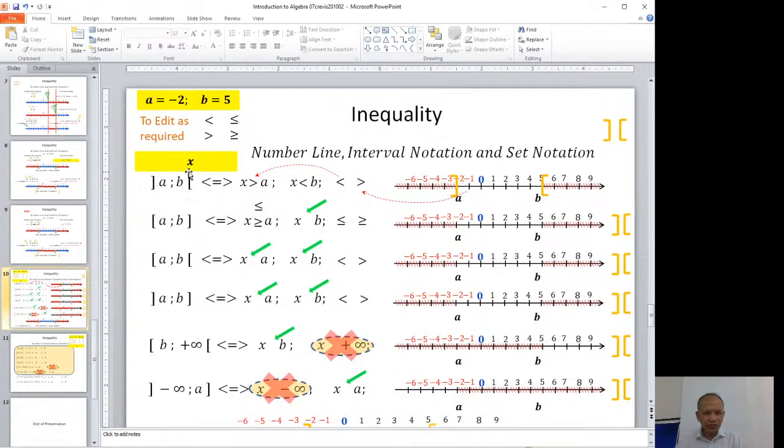So here, x is between a and b: x bigger than a, x smaller than b, and a and b don't belong to our set. We cannot take the value on the boundary. x cannot take the value a and b. x takes the value somewhere near to a and up to somewhere near to b, okay.